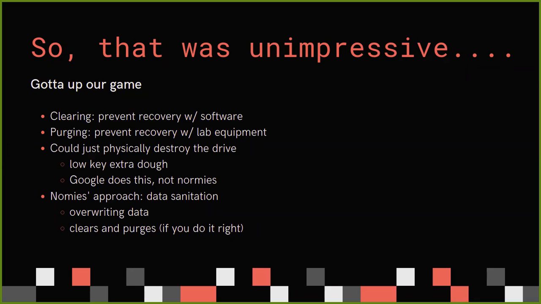So obviously you've achieved both, but this is kind of extra. This is what Google does. This is not what normal people do. Us normal people take a less destructive approach, but it still does what it needs to do if you can do it right. It's called data sanitation, where you essentially just overwrite the data. And if you do it right, then it will clear and purge your drive. But there's that little caveat: if you do it right. So how do you do it right? Let's talk about that for a second.